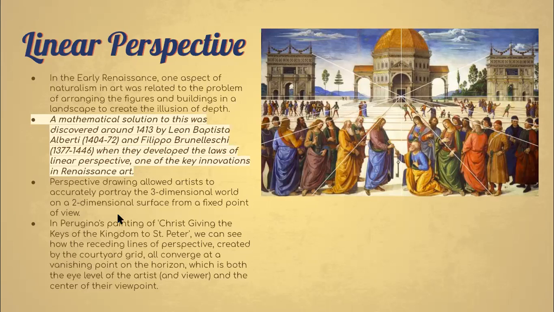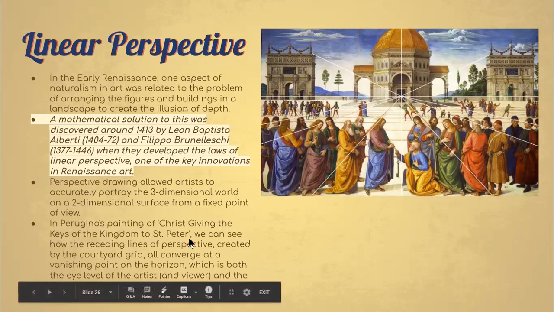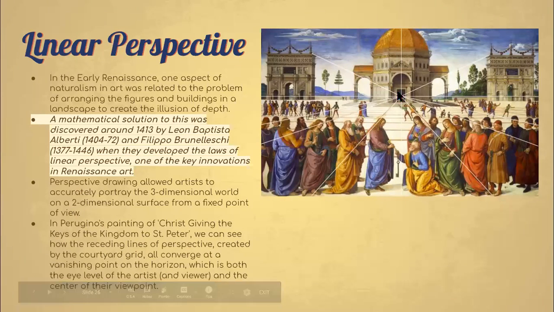These two individuals especially. All right, so in Perugino's painting of Christ giving the keys to the kingdom to St. Peter, we can see how the receding lines of perspective created by the courtyard grid all converge at a vanishing point on the horizon line. So here's our vanishing point right in the center, okay, which is both the eye level of the artist and viewer, all right? And you can see it here, and that's basically the center of their viewpoint primarily, okay?